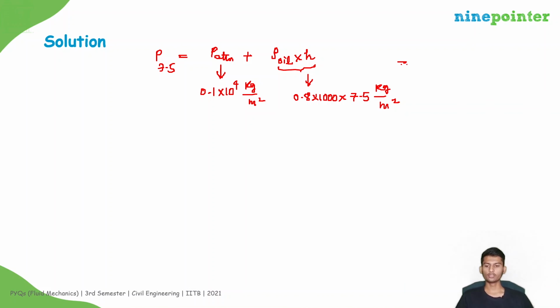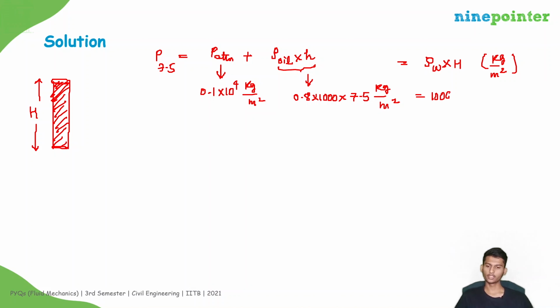So it is equivalent to some meters of water. Suppose a column of water of height capital H. This is water. Then the pressure will be equal to rho W into H in kg per meter square, right? So that will be equal to 1000 into H.